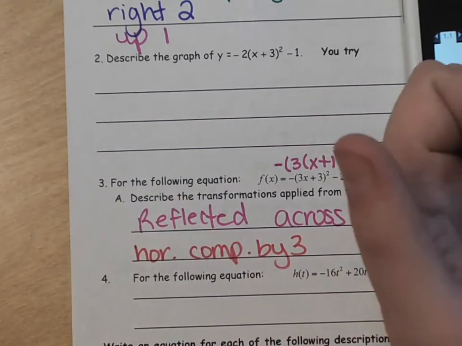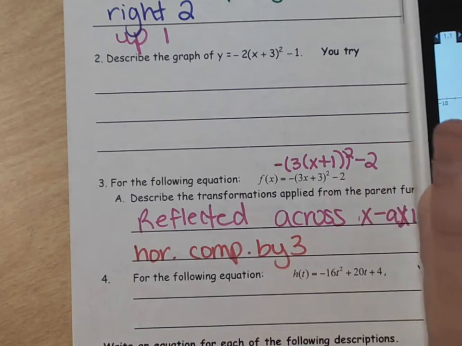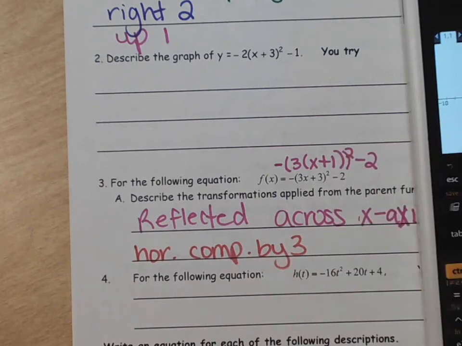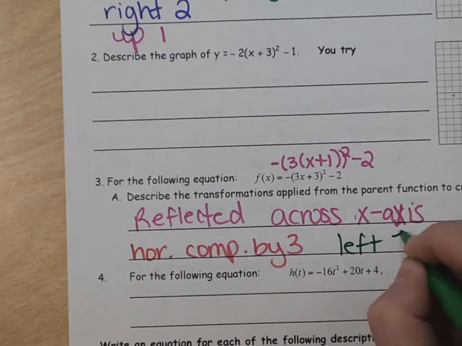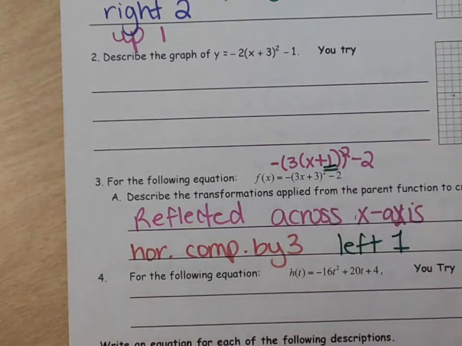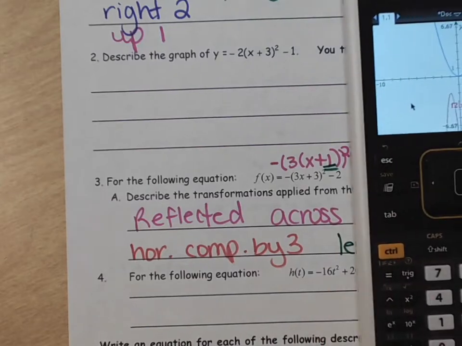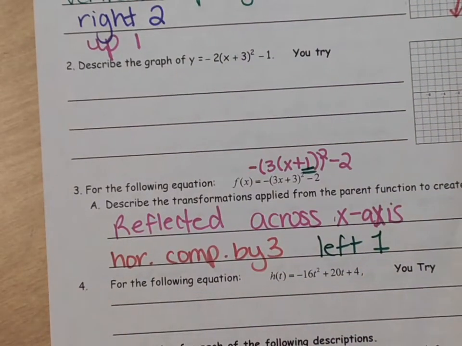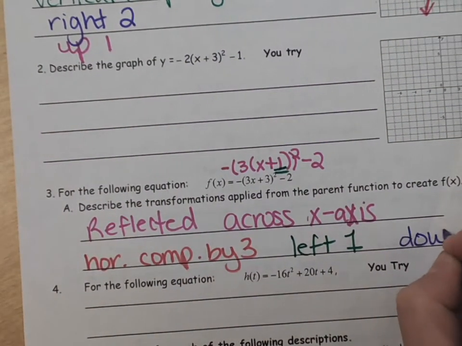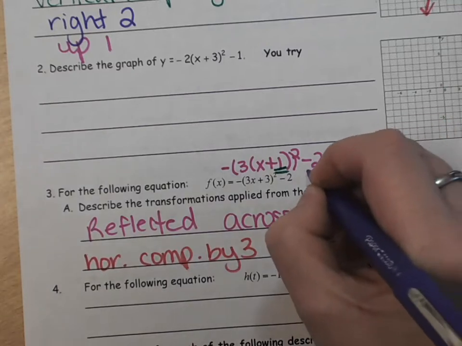Now notice it went to the left. And it went to the left 1. That is that positive 1 there that's inside. So it went left 3. Sorry, left 1 because of that negative 1 right here. And then it went down, how many? From the origin, 1, 2. It went down 2. So down 2. And that's because of this 2 there.